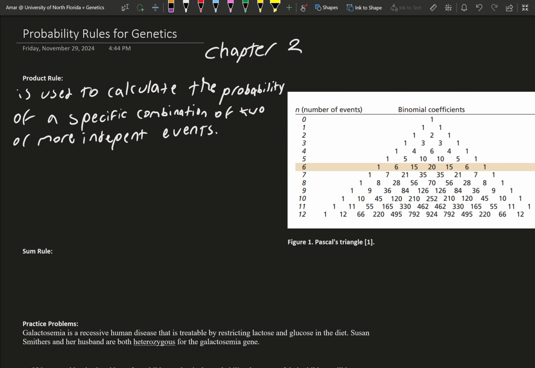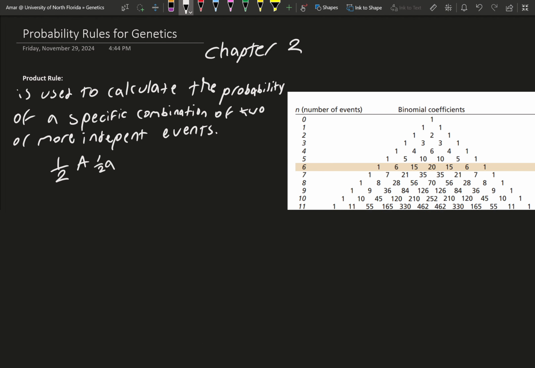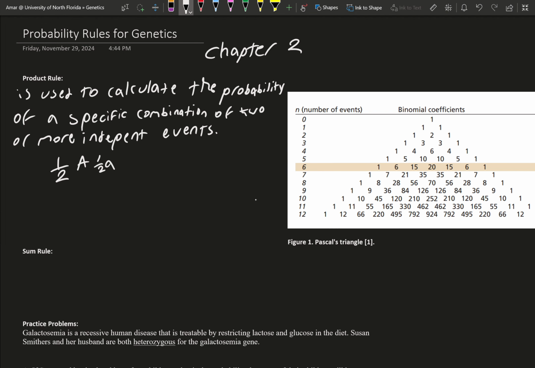So the way you can think about this is we sort of covered it before, where if you had a 1/2 chance from the law of segregation to get either big A or little a, and a 1/2 chance for that too, and you wanted to figure out the probability of getting big A, because we want a specific combination of big A, we would have to multiply the two independent events together. So to get big A is 1/2, and to get the other big A is also 1/2, so it'll be 1/4. This is a situation where we would use the product rule.